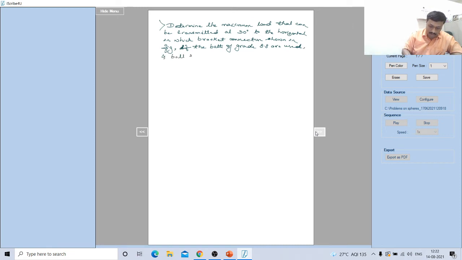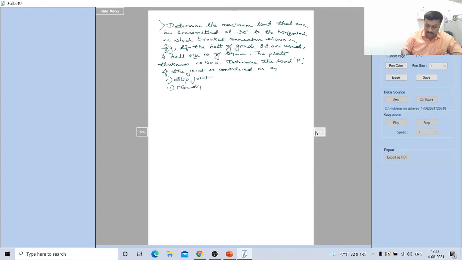and the bolt size is 24 mm. The plate thickness is 10 mm. Okay, determine the load P if the joint is considered first as a slip joint, second as a non-slip joint.